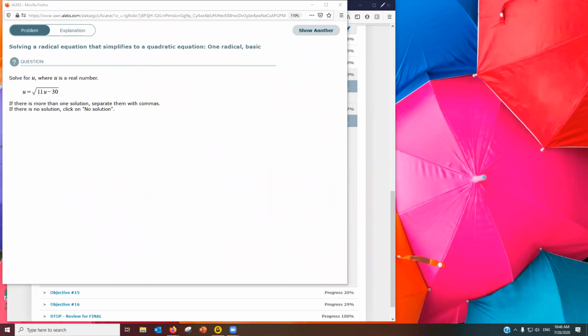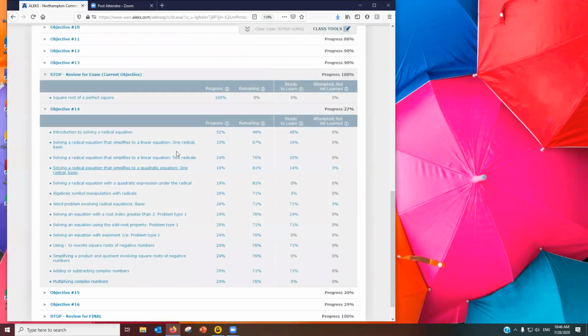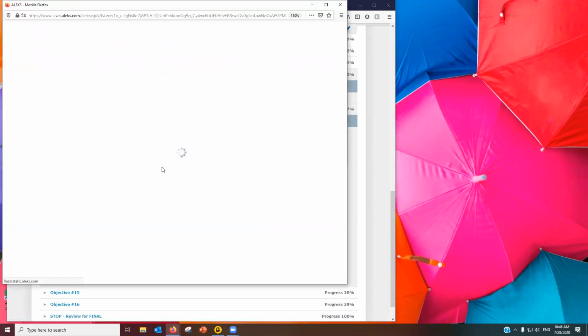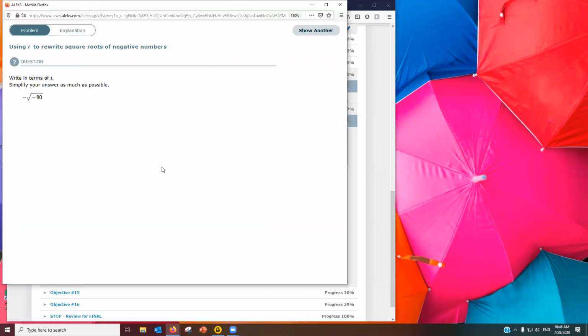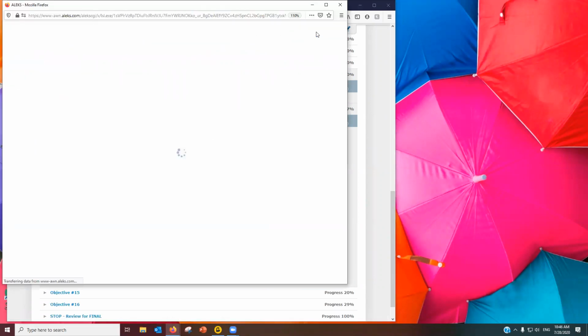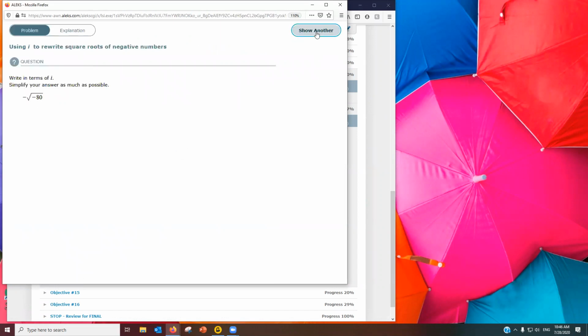All right, let me move on to an example that involves taking the square root of negative numbers. All right, so let me come to this example here. Let me get an example that is the square root of a negative number. Here we go. All right.